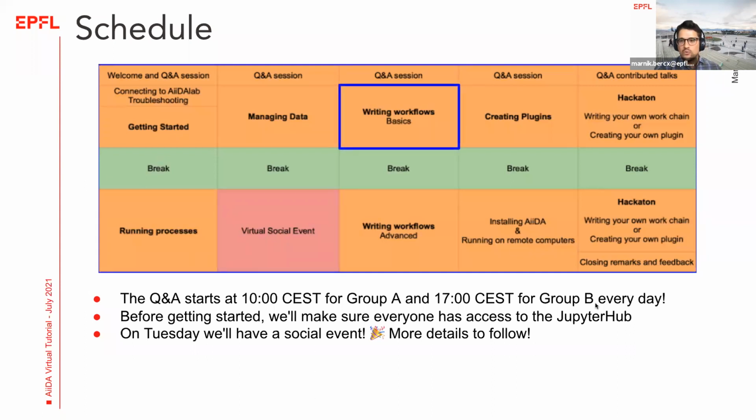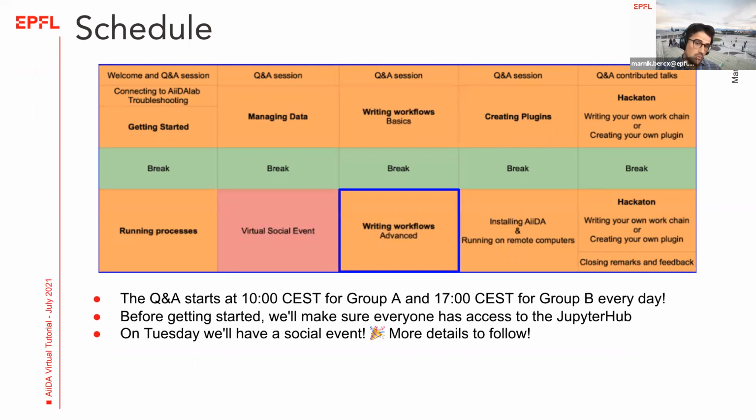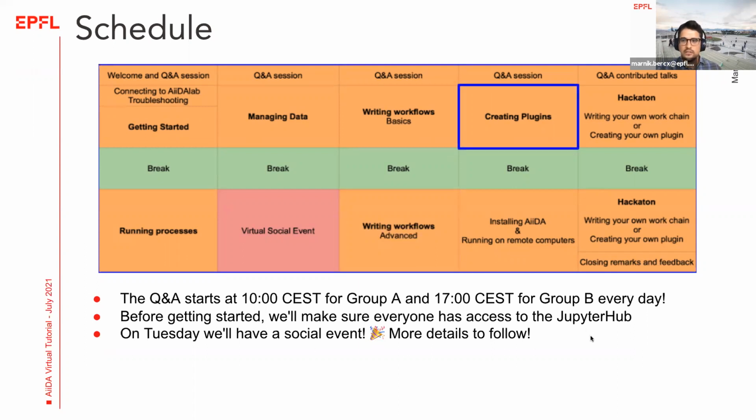Wednesday is all about writing workflows. So we'll start with the first hands-on on just the basics of writing work functions and work chains. And then after the break, we'll move to some more advanced concepts, such as trying to debug your work chain, some real-world examples, and dealing with errors and such. And the final real hands-on session is on creating plugins, presented by Leopold. There you will learn how you can interface the code that you're interested in running with AiiDA, using the AiiDA plugin system.